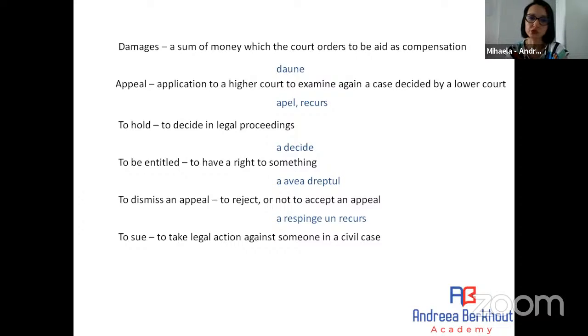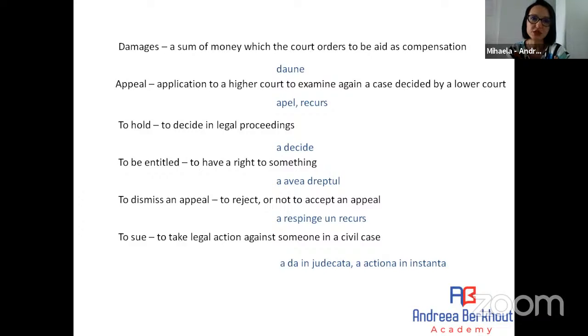Then we have to sue, to take legal action against someone in a civil case. În română, a da în judecată sau a acționa în instanță. I think to sue is a pretty known word, and I think we've all heard it before, and we know what it means.